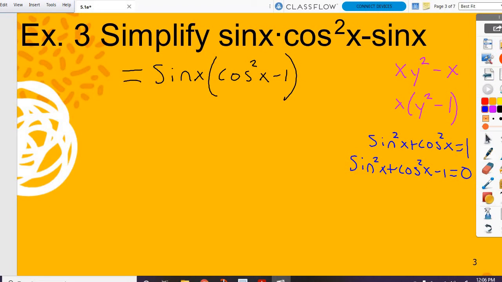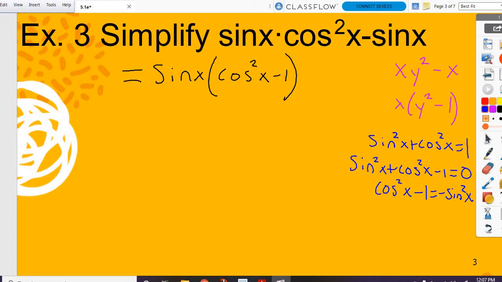But notice that inside of our parentheses, we don't have a sine with it. So what could we do with our sine? Yeah, we can subtract our sine from the left side. But then we would also have to subtract it from the right side. So we get cosine squared minus 1 equals negative sine squared of x. Are we all okay with how I got that?